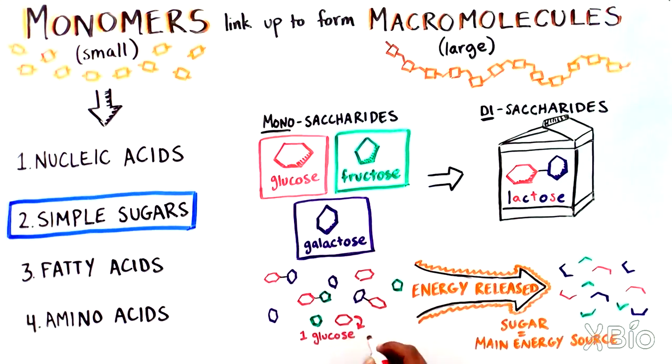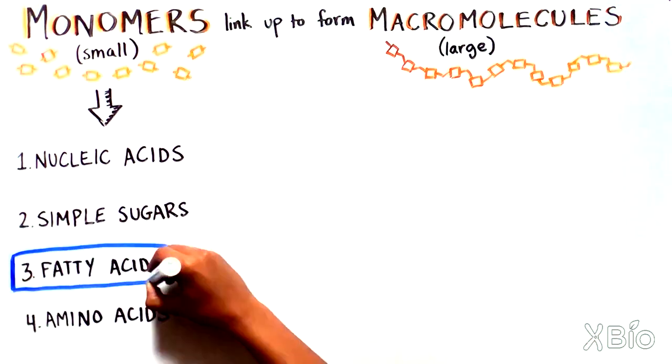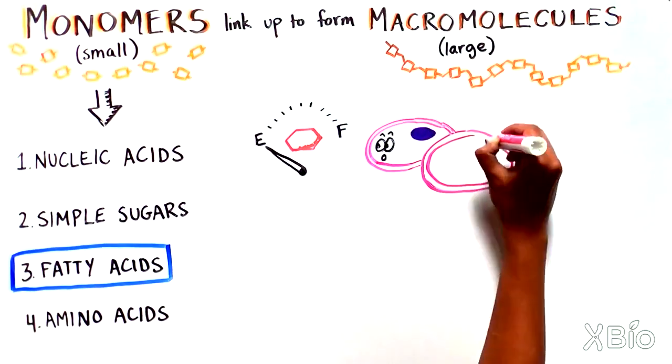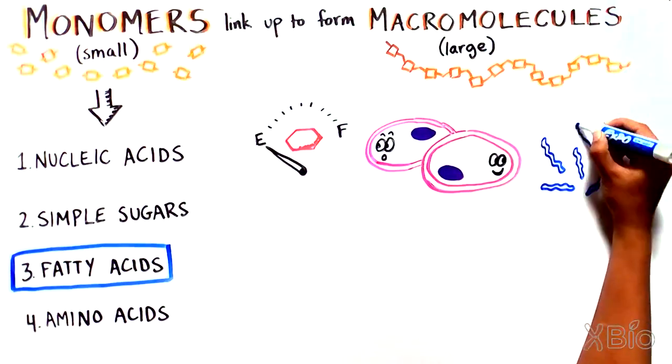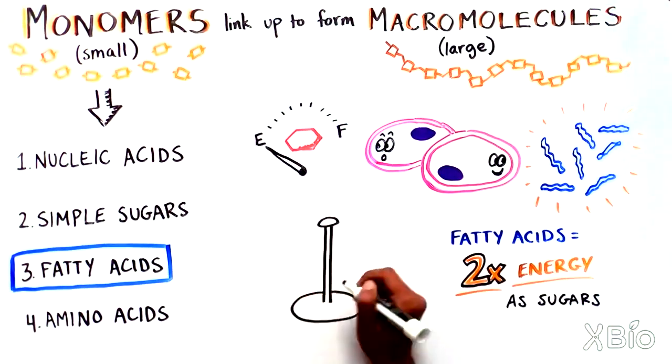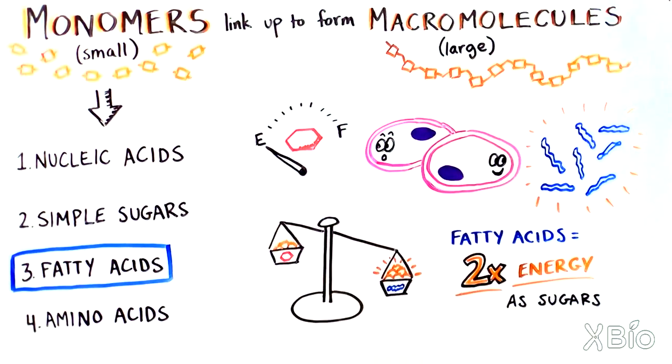Breaking down one glucose molecule produces about 30 of those energy-rich ATP molecules. Once cells use up their glucose stores, they turn to breaking down fatty acids, another type of small molecule. Fatty acids actually store 2 times as much energy as the same mass of sugars, which means that breaking them down leads to lots of ATP.